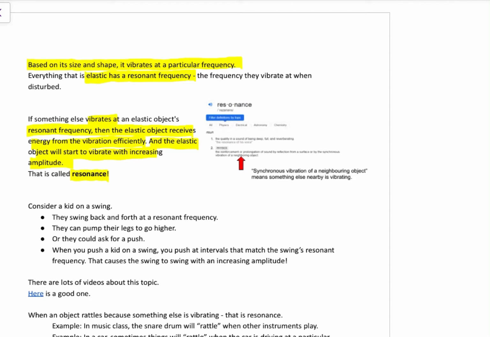So this is the classic wine glass, and if the singer sings at the right note, then the energy of the singing gets given to the wine glass and the wine glass will start to vibrate. If they do it right, the increasing amplitude part means that we could get to the point where the wine glass shatters.